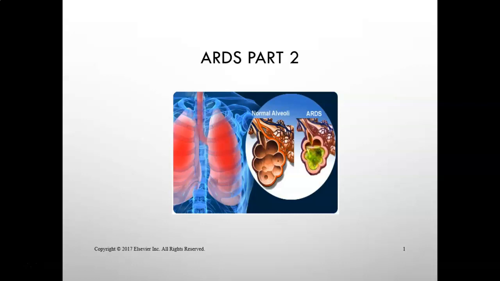So this slide shows you what a normal alveolar unit should look like. And here is our ARDS unit filled with really gross stuff that's getting in the way of our ability to diffuse gas. And remember, because CO2 is a lot more diffusible than oxygen, oxygen is really affected dramatically.